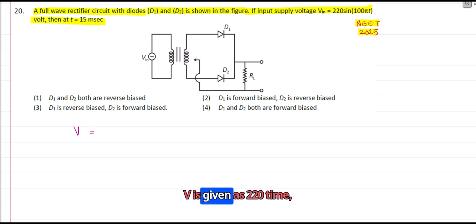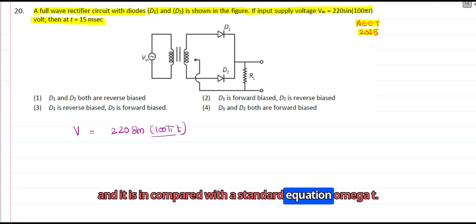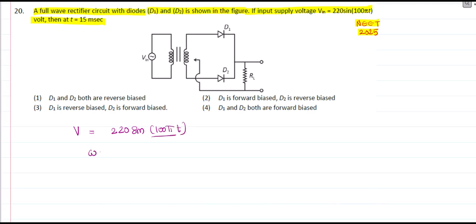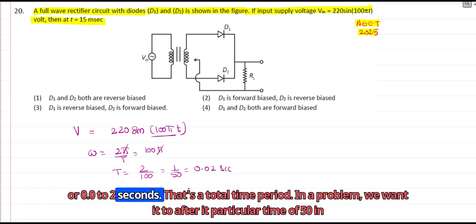V is given as 220 sin 100 pi t. It is compared with the standard equation, omega t. So omega, which is 2 pi by time period, is 100 pi. Pi and pi will cancel. So T will become 2 by 100, that is 1 by 50 or 0.02 seconds. That's the total time period.